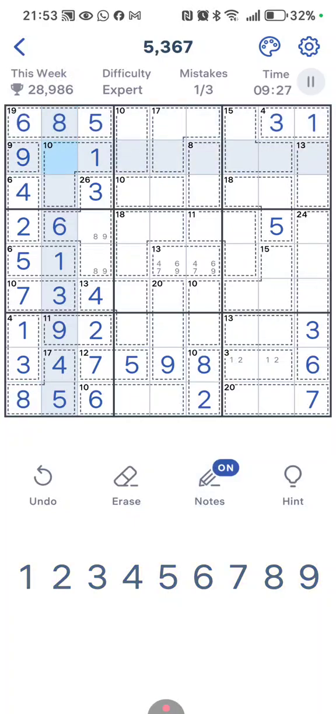Okay, excellent. Let's do that. 2 and 7. This has got to be 1 and 3. So 1, 2, 3. So this has got to be 4. No. So that's 9. That's going to be 11. So this is 4, because there's a 7 up here.